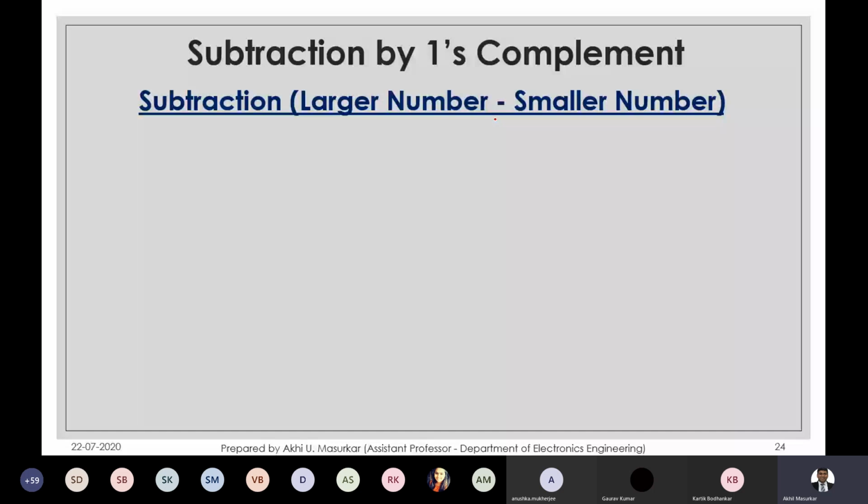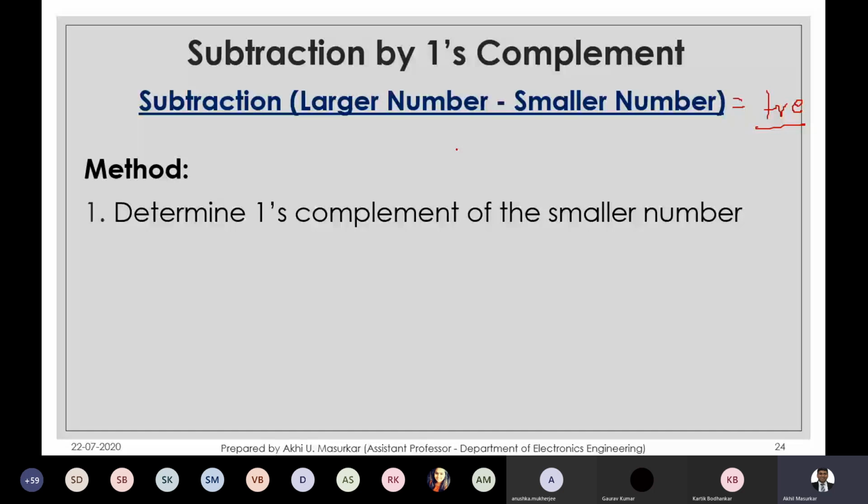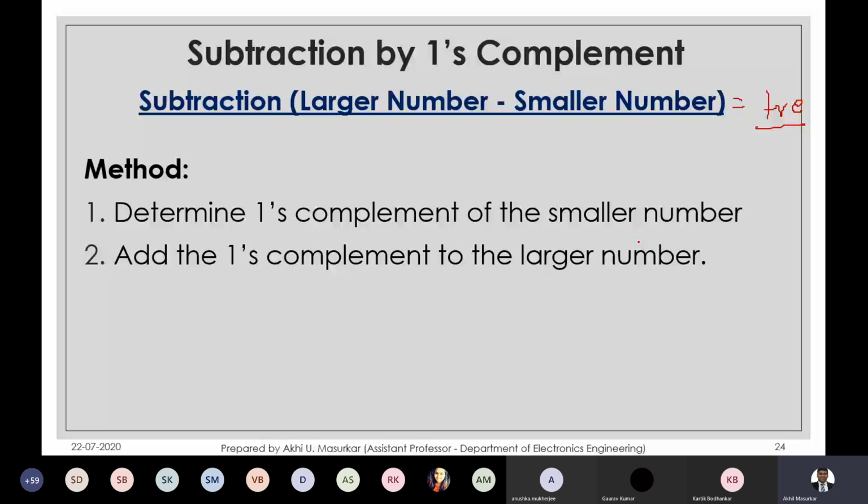So what we will first see is subtraction of larger number minus smaller number. So the answer that we are going to expect is positive. So, method. First, determine one's complement of the smaller number. Then second, add the one's complement to the larger number. So you have to find out one's complement of the smaller number first, and then add this to the larger number.